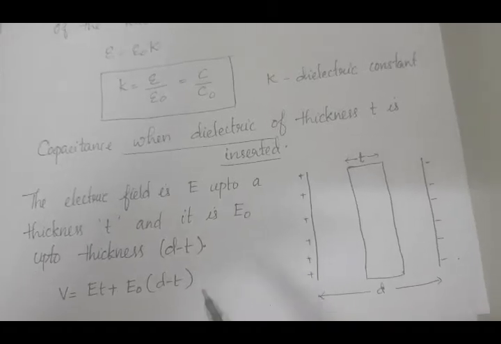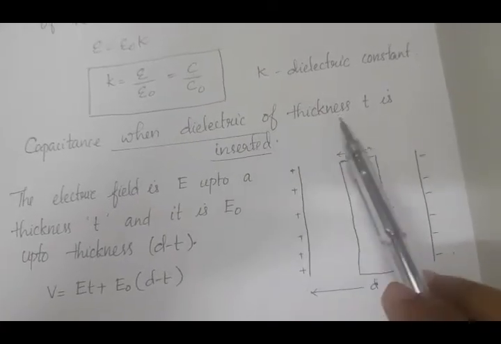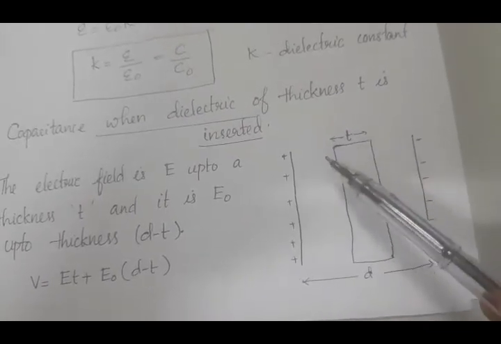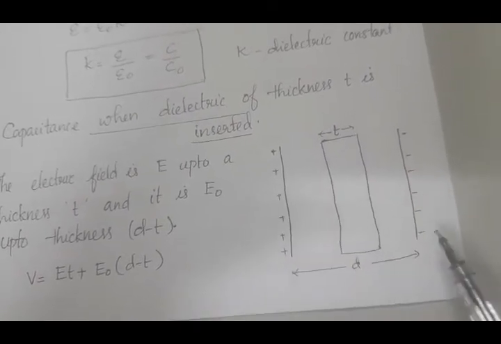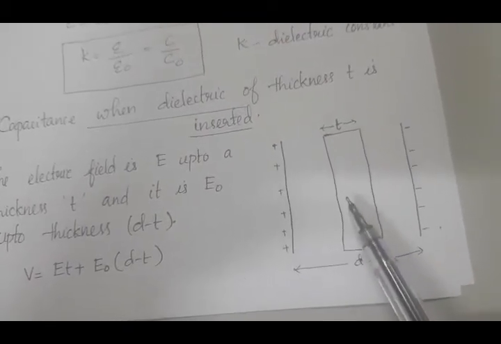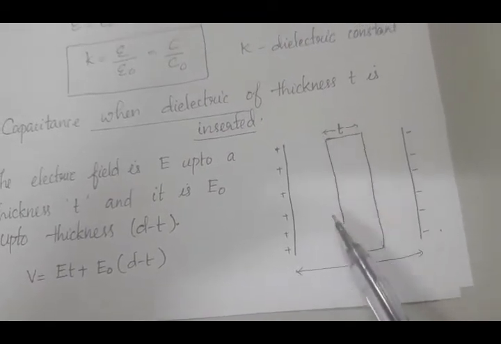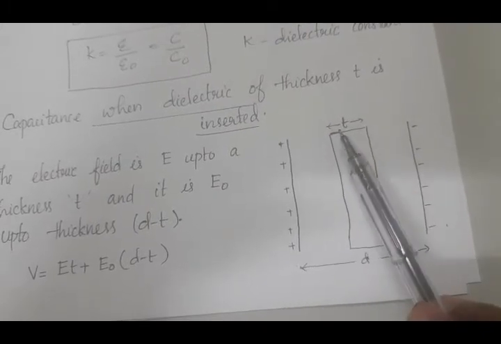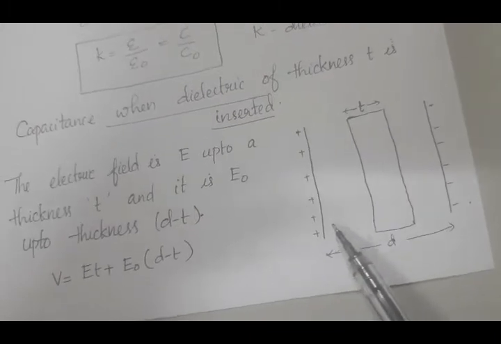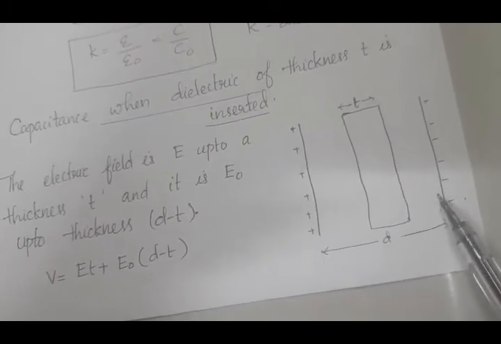Now we will see capacitance when a dielectric of thickness T is inserted. Here you can see that the dielectric does not have the total thickness D. Now the thickness is reduced. That means the dielectric is occupying only a thickness of T in this width D. This part is air, and here also it is air.